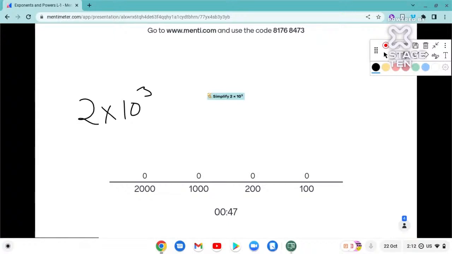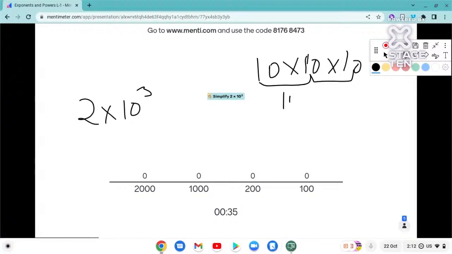10 raised to 3 is how much? 10 into 10 into 10. 10 into 10 is 100. 100 into 10 is 1000. Then 2 into 1000 means 2000 is the right answer. So option A is right.